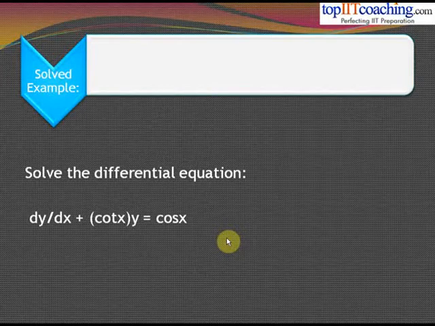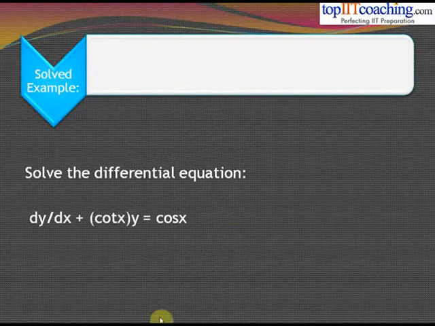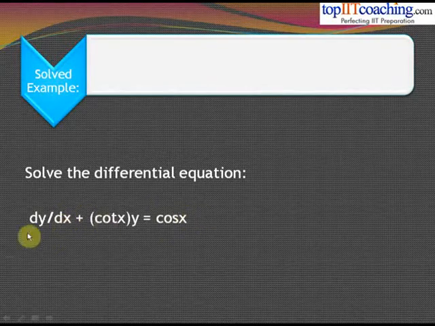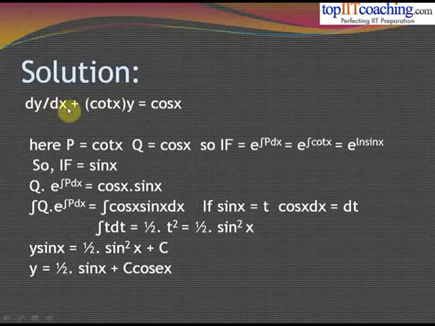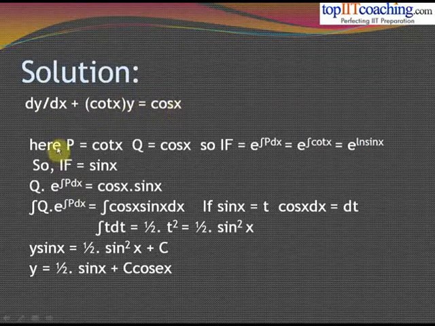So we have seen how to solve a linear differential equation, but it is incomplete until we solve an example. So solve the differential equation dy by dx plus cot x into y equal to cos x. So we clearly see that this is a linear differential equation. This is of the form dy by dx plus p times y equal to q, where p and q are functions of x. Now we see that p is equal to cot x, q is equal to cos x.